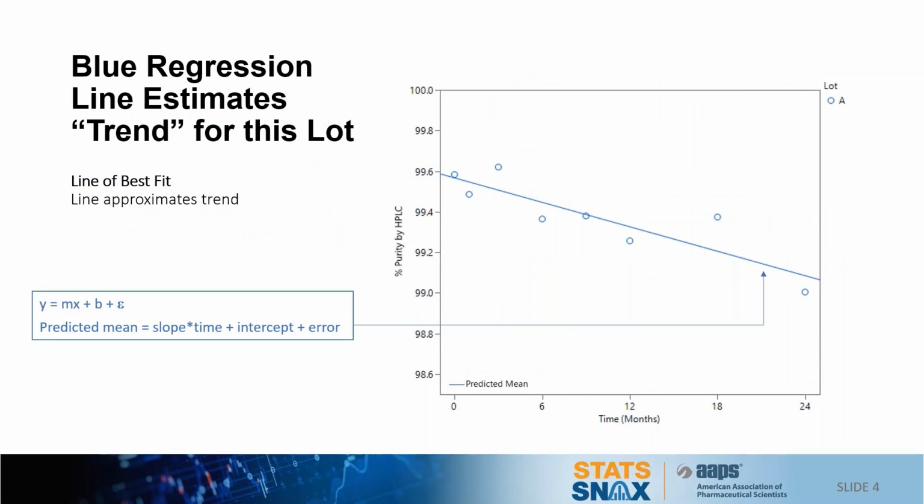Recall from a previous Stats Snack that the purpose of a stability analysis is to predict the mean response for a lot over time to estimate a retest or expiry period. The equation for the line of best fit is relatively simple if the trend is linear and there's only one lot in the dataset. We can think of it as y equals mx plus b plus some error, which for stability data translates into the slope times time plus the intercept plus some error. This plot shows stability data for lot A and a fitted regression line, which represents the predicted mean for the individual points.